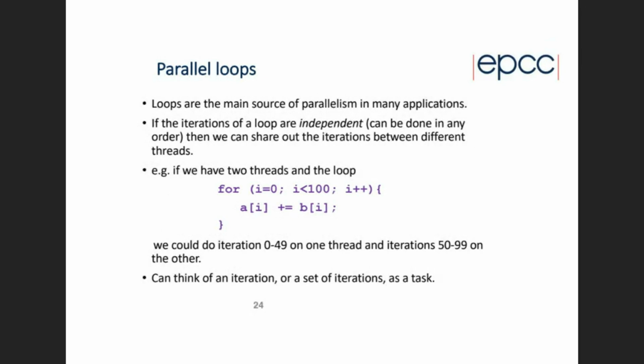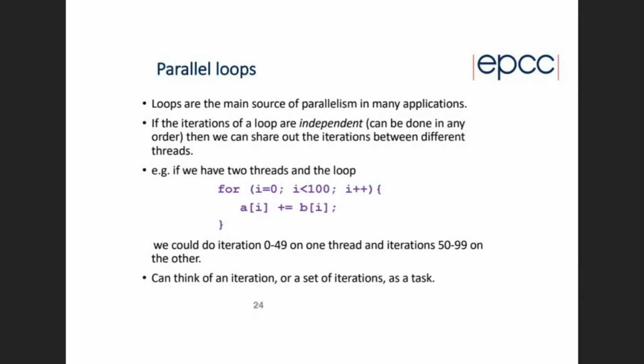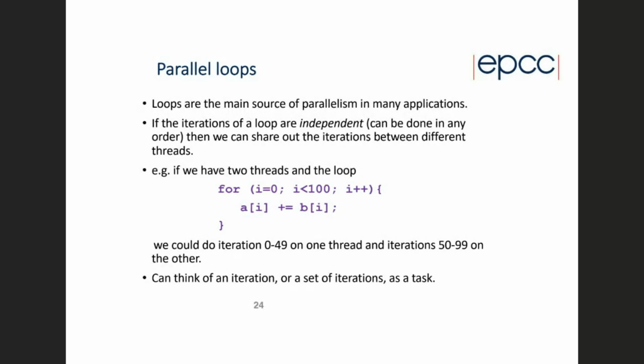Okay. The pattern that occurs much more commonly is parallel loops, because loops turn out to be the main source of parallelism in many applications, particularly scientific applications. The idea here is really very simple, but also very powerful. If the iterations of a loop are independent, in other words, they can be done in any order without affecting the result, then we can share out iterations between different threads.